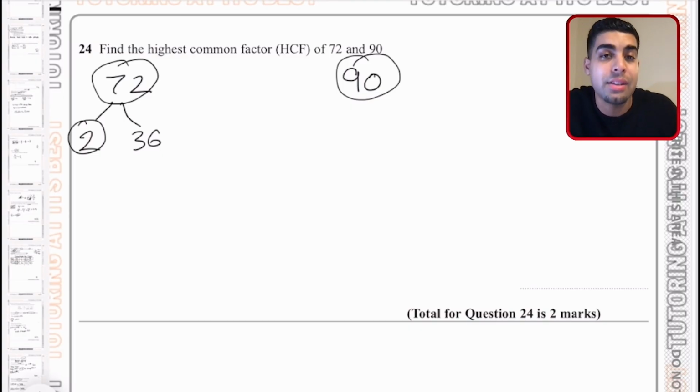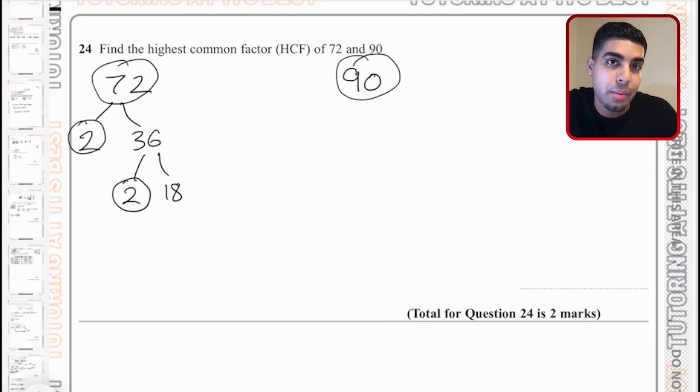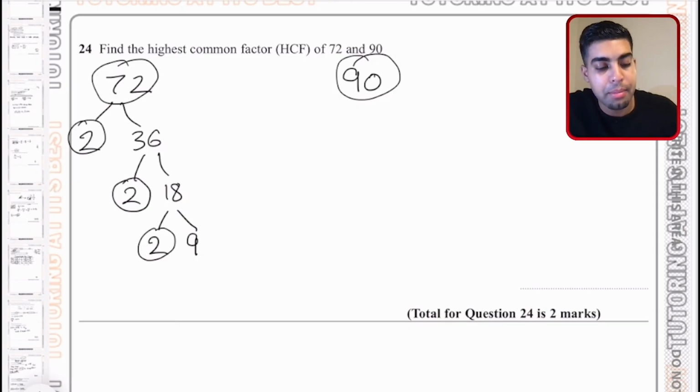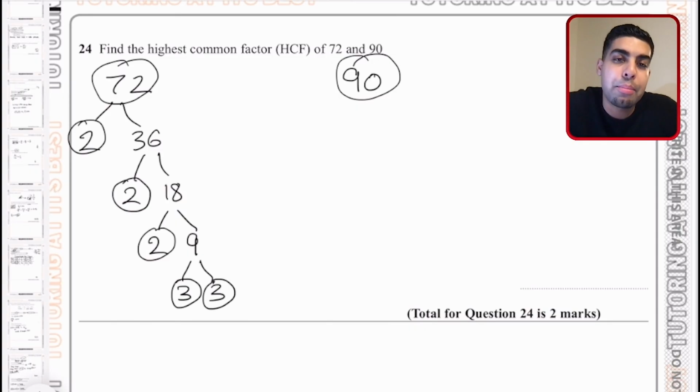But 36 is not. So we go ahead and find 2 factors of 36, which again can be 2 and 18. We know that 2 is a prime number, so we circle it, and we do the same thing to 18. And we find 2 and 9. And again, it doesn't make a difference whether you go for 2 and 9 or 3 and 6. No matter what factor you go for, you will end up with the same result. So again, we know that 2 is a prime number, but 9 is not. So we get 3 and 3, and we know 3 are our prime numbers.